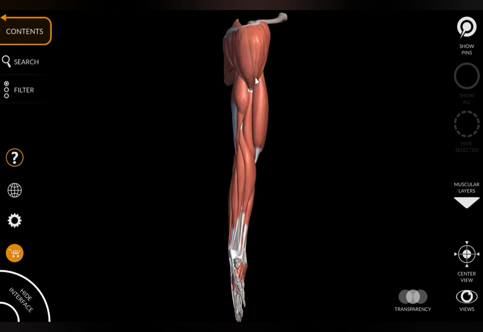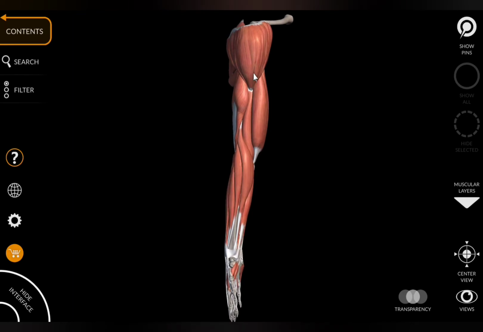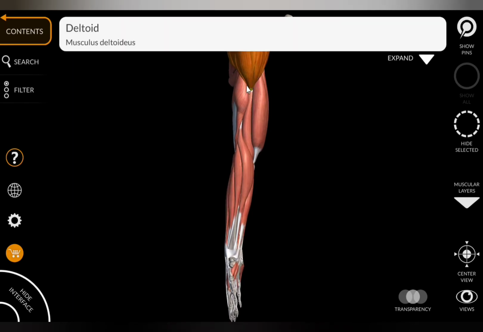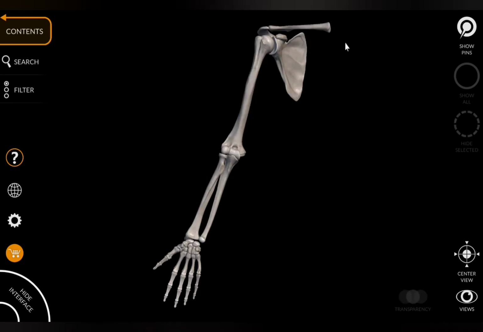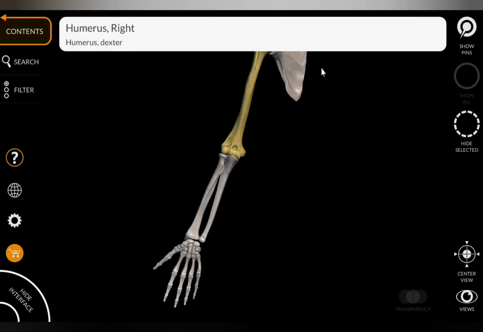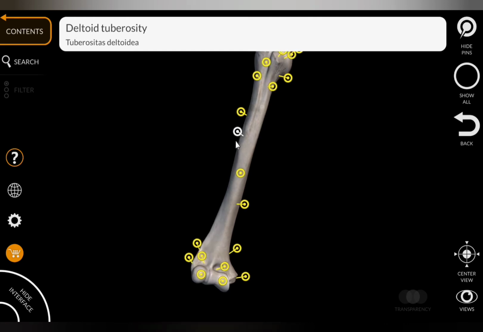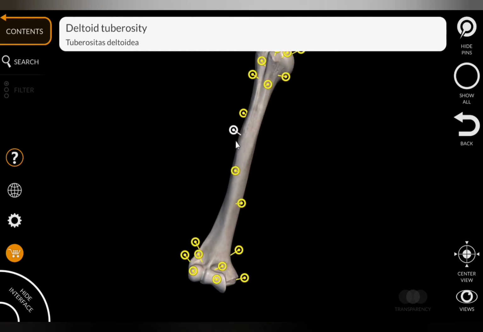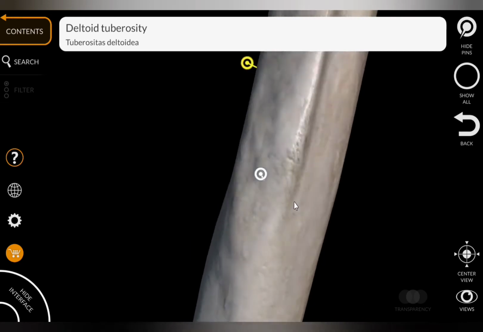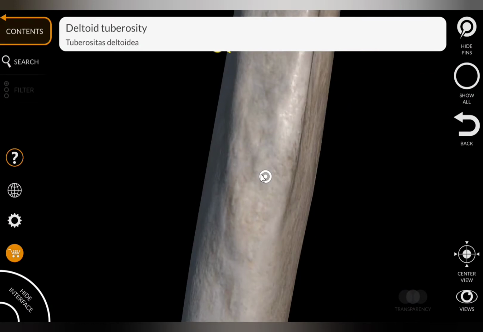Now we should know about the insertion of the deltoid muscle. The deltoid muscle gets inserted into the deltoid tuberosity of the humerus. I'll show you where the deltoid tuberosity is. You can see this is the humerus. So this is the deltoid tuberosity. You can see somewhat of a roughened place.